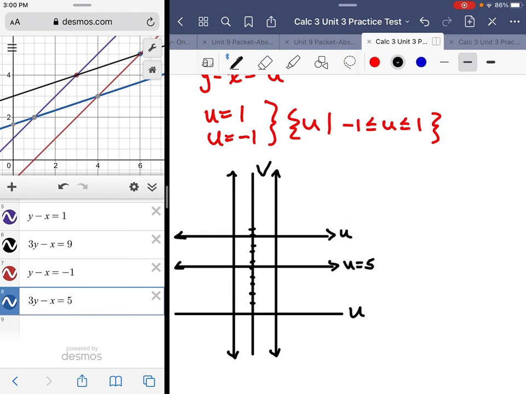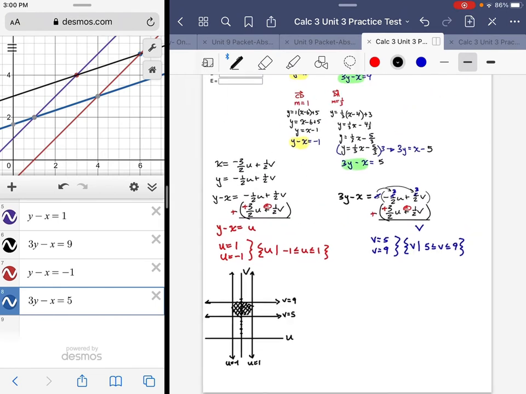U equals 5. V is equal to 5. V is equal to 9. U is equal to negative 1. U is equal to positive 1. All right, so it's just this little interval here that I'm concerned with.